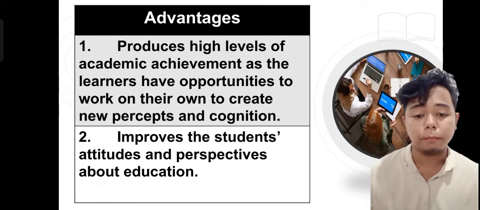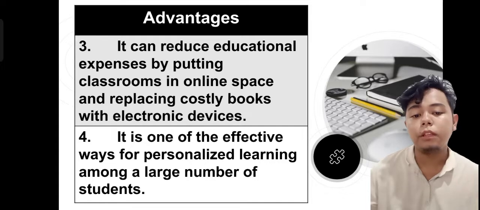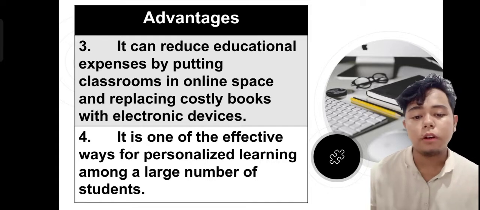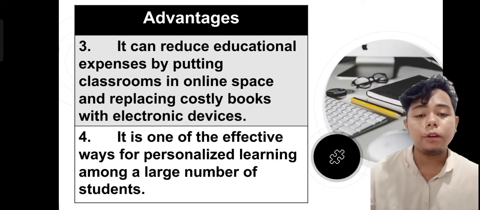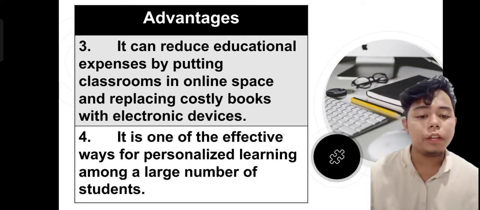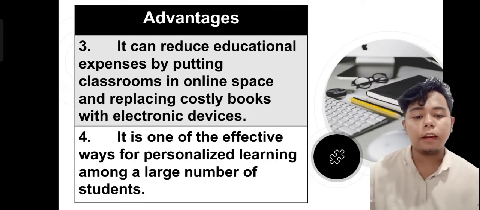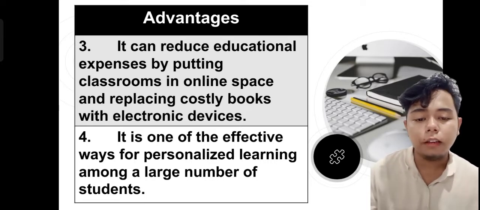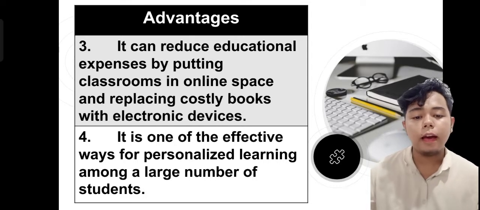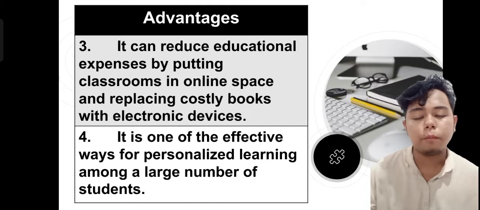Third, it can reduce educational expenses by putting books in online space and replacing costly books with electronic devices. We know that when we go to traditional school or face-to-face classes, it has large total expenses, including the books, the gas, the commute fees, and others. So instead of paying for books, we have what we call online space such as Google Drive. In the place of books, we have internet.